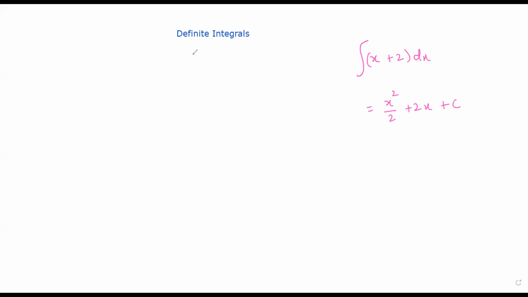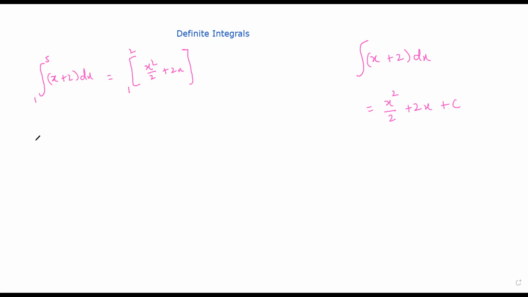Now, what is a definite integral? When you have a definite integral, you will have the limits to be applied to that integral. For example, the limits from 1 to 5 of the same x plus 2 dx. This will be x square over 2 plus 2x, and this time you will not be required to write this plus c. I'll tell you later why we don't need to write this plus c.